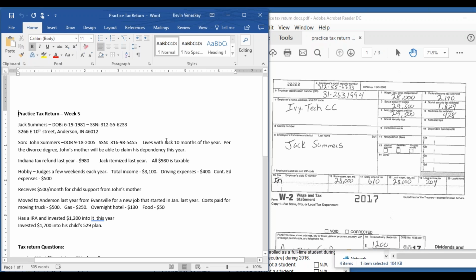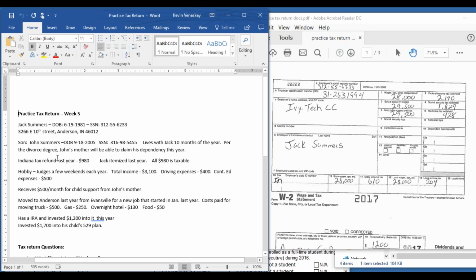But since John lives with the father, Jack, then Jack can still claim head of household, even though the mother gets to claim his dependency and his child tax credit, as we will talk about in a couple weeks. But even though she gets to claim those two items, Jack can potentially still claim head of household, earned income credit if he qualifies, and any child dependent care if there would happen to have been any. So there are three things that Jack can still claim by having his son over half the year.